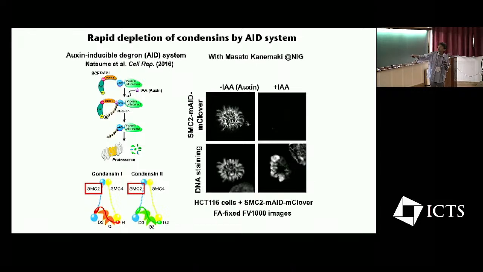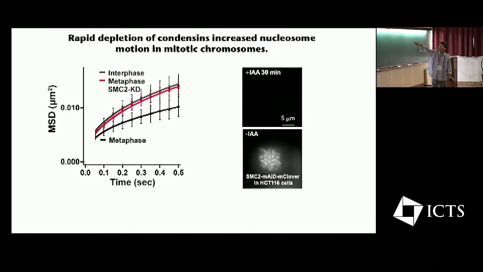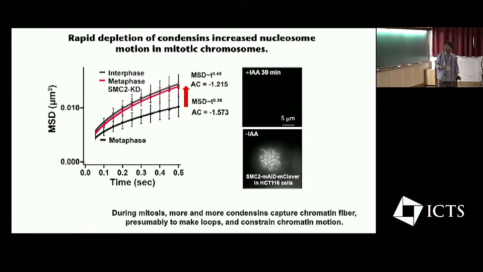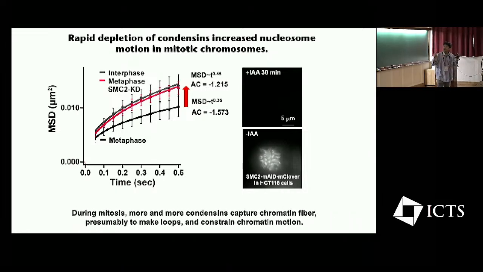Thanks to the AID system, just 1 hour after auxin addition, condensin disappears, and the chromosomes take a very abnormal shape. But the chromatin is still condensed, so please keep this in mind. Rapid depletion of condensin upregulated the nucleosome motion to the interphase level. The MSD exponent and diffusion coefficient values also increase like this. So the chromatin is still condensed, but the nucleosome motion is upregulated to the interphase level.